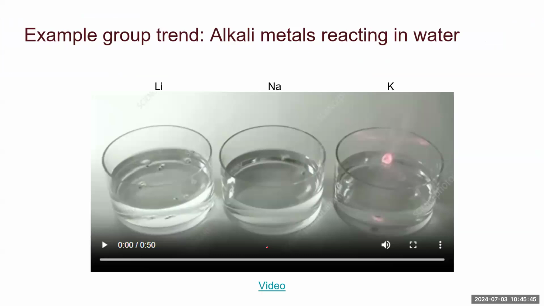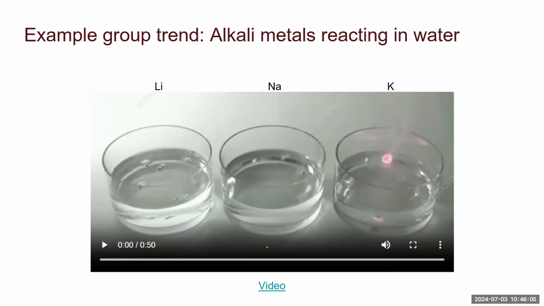Lithium, sodium, and potassium. Those are in their pure elemental forms. What they love to do is go through a process known as oxidation. They love to release an electron. When they release that electron, they release a huge amount of energy.